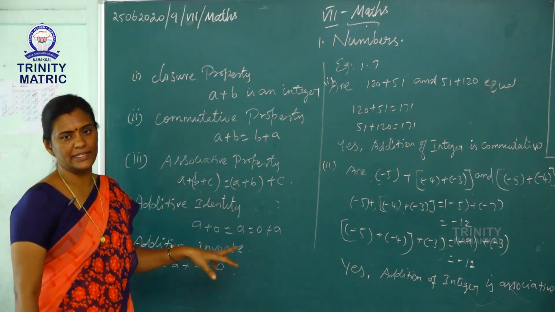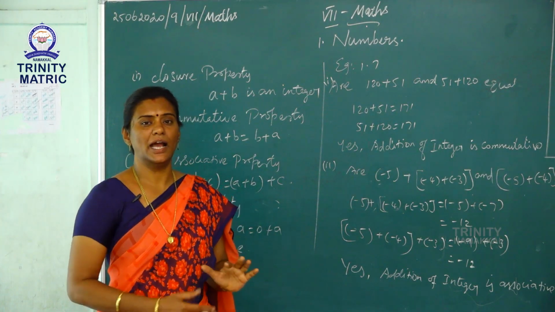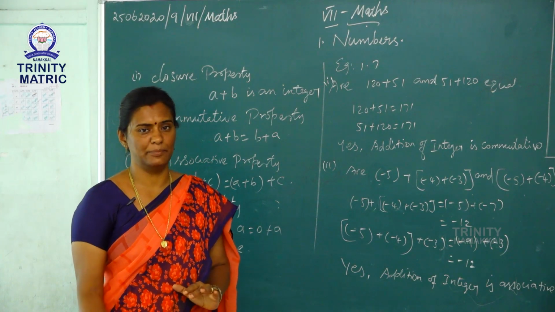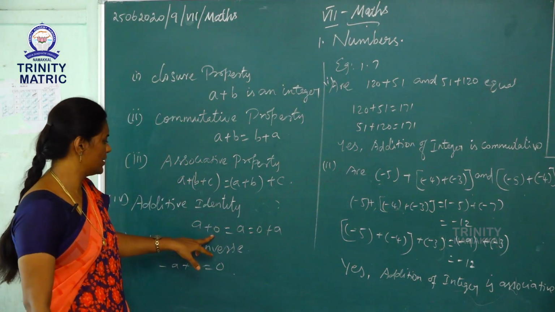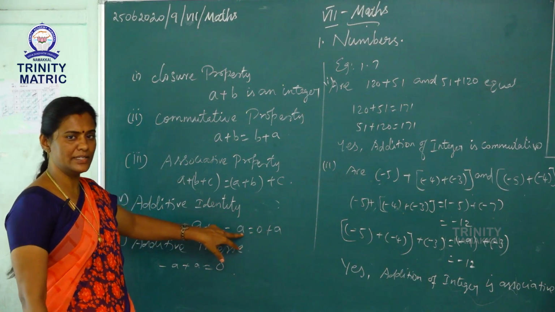Then additive identity. Additive identity is nothing but 0. When we add 0 to any integer, the answer is the same number. That is, a plus 0, the answer is a. That is, 0 plus a, the answer is a.